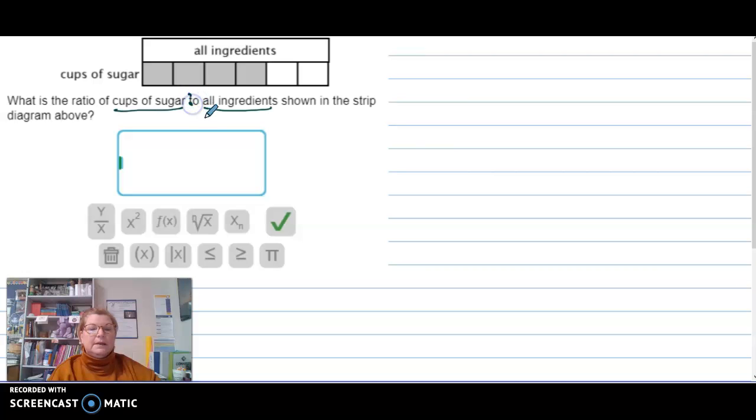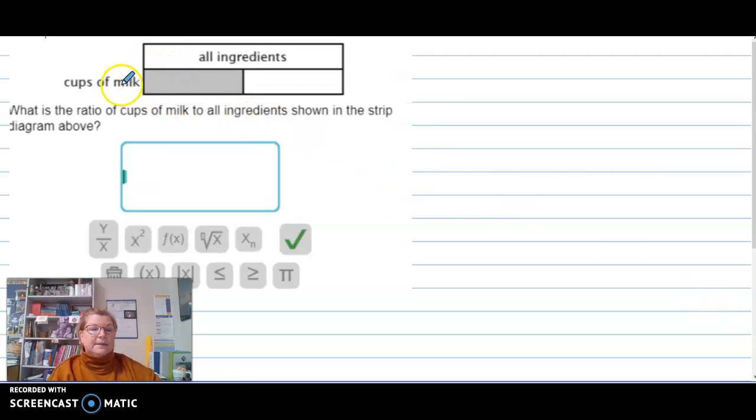Okay, so here's my clue word that they're looking for a ratio. Cups of sugar are the shaded squares, 1, 2, 3, 4. To all the ingredients is all of the squares, 1, 2, 3, 4, 5, 6. Does this kind of look familiar from when you started studying fractions a few years back? Fractions are ratios. It's just part out of a whole. So this would be a part to whole comparison in regards to ratios.